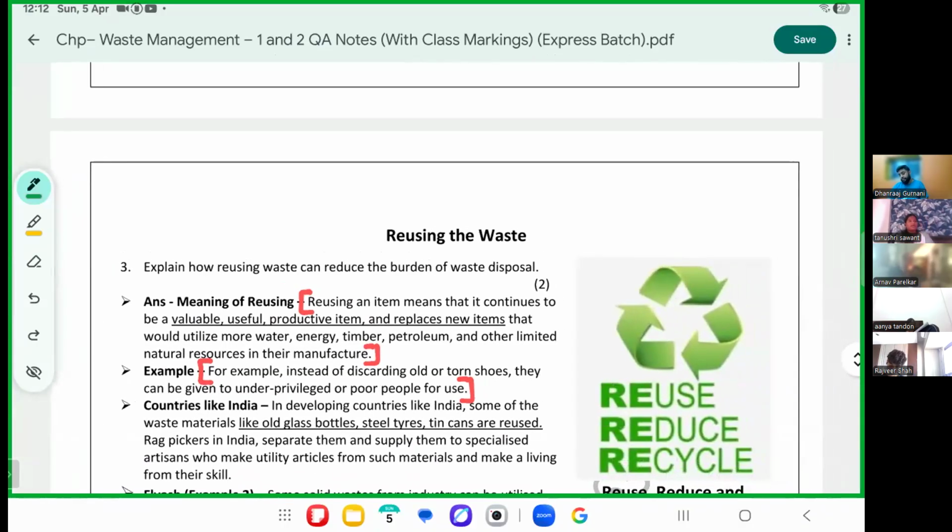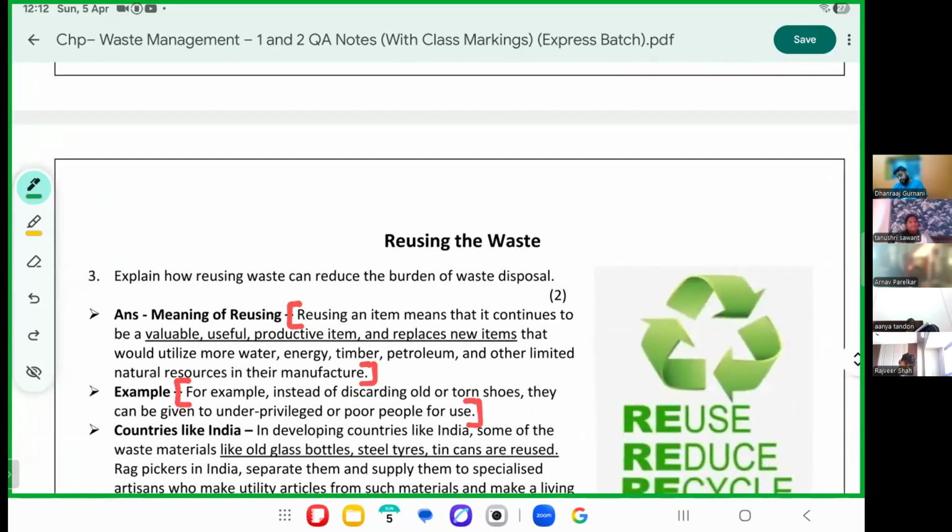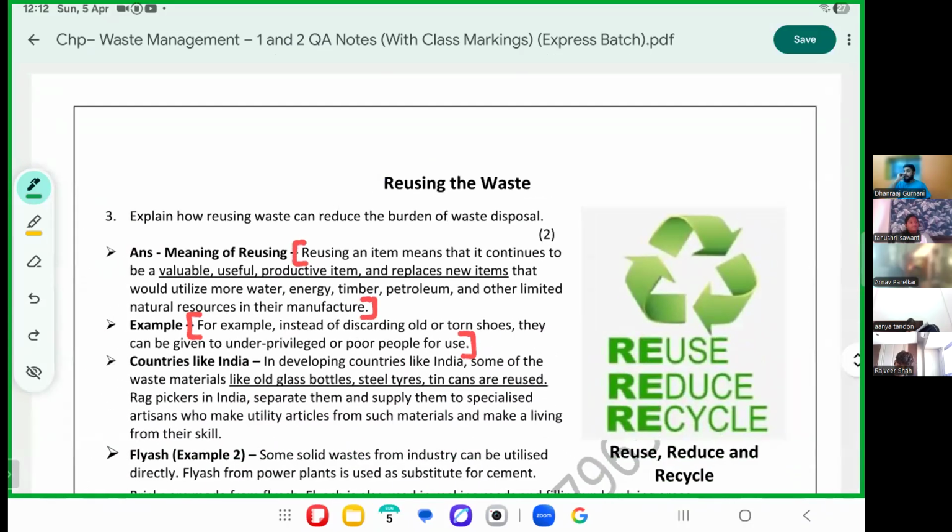Reusing. Reuse, the name itself says we will reuse as much as possible. It means continue to use the item. Reusing an item means it continues to be a valuable, useful, productive item and replaces a new item that would require more energy, more water, more timber, and other limited natural resources in its manufacture.